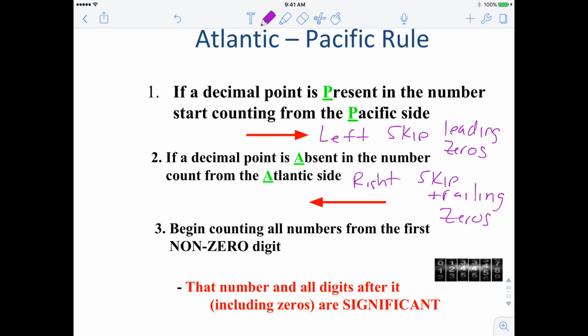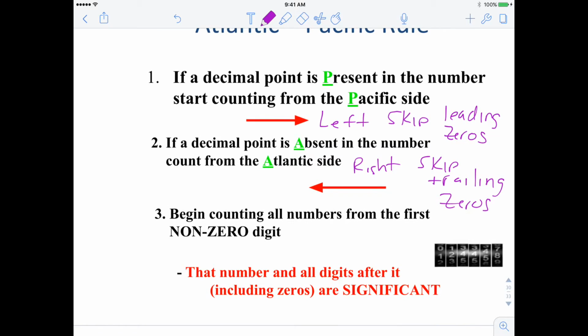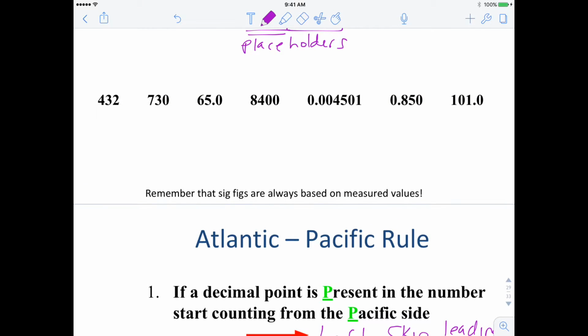So when you do this, you need to make sure that you tell if there's a decimal present or not present. And then from there, you need to determine which zeros to count. So now, if we go back to the numbers, let's look at how this would work. If we look at the first number, 432, there's no decimal present. So I start counting from the right. I skip any zeros. There are no zeros, so I count all these digits. There are 3 sig figs.